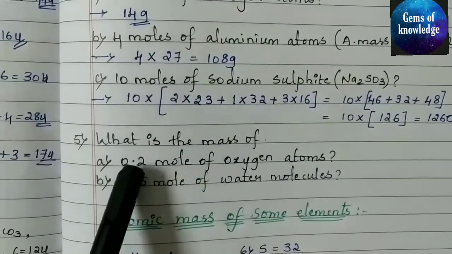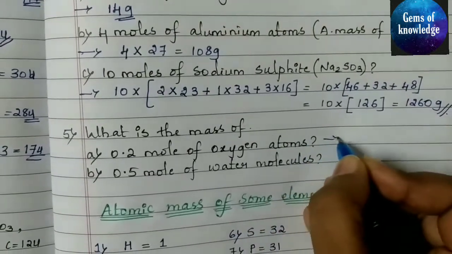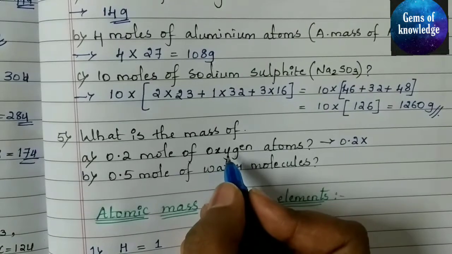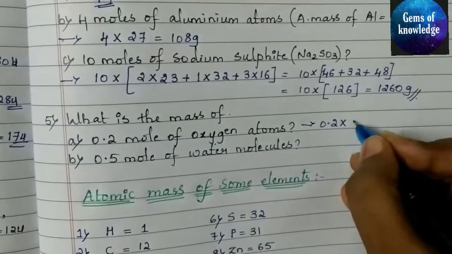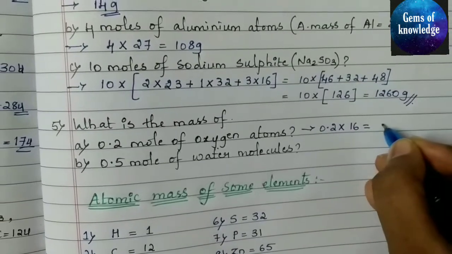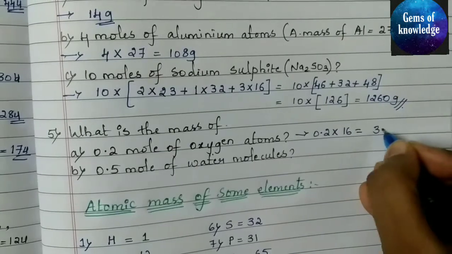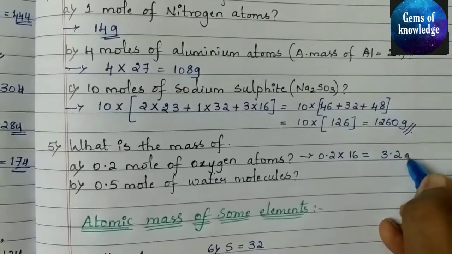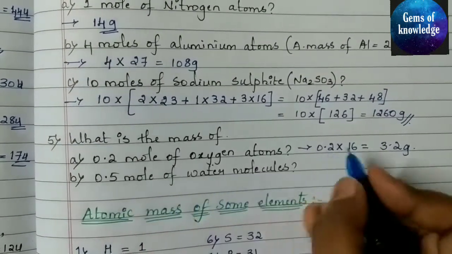Okay. Similarly, you can check the fifth one. What is the mass of 0.2 mole of oxygen atoms? So here what you have to do, multiply 0.2 into the atomic mass of oxygen. What is the atomic mass of oxygen? It is 16. 0.2 into 16, you are going to get the answer as 3.2 grams.